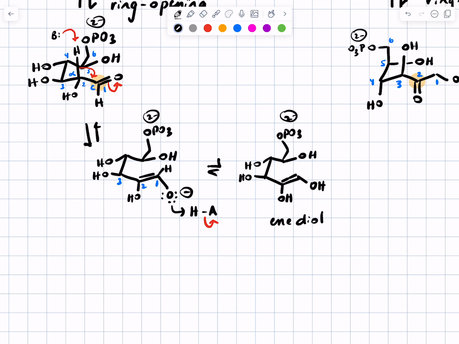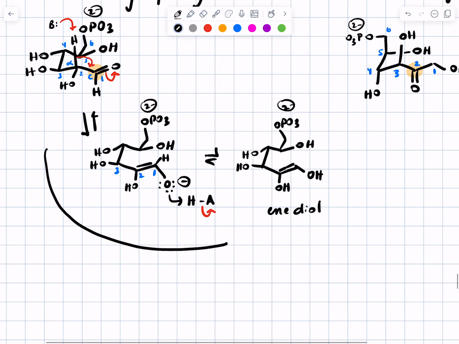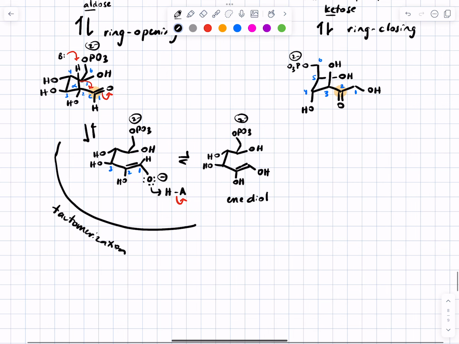And this intermediate is a key one. It's called an enediol intermediate. These two steps, from deprotonating the alpha carbon to the enediol, you've seen stuff like that before. That's tautomerization. We've gone from an aldehyde to an enol form.